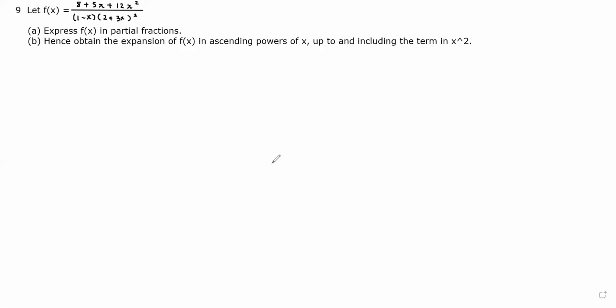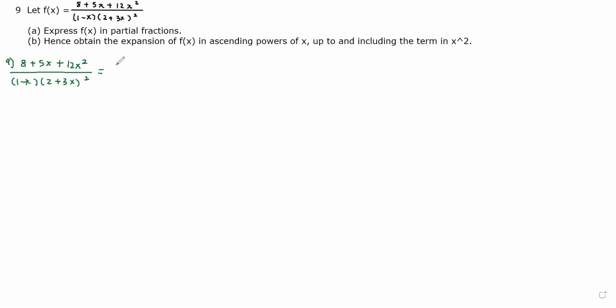Given a rational function f(x), we are to express it in partial fractions. Look at the denominator. There is a linear factor 1 minus x, and 2 plus 3x is a repeated linear factor. So we can write (8 plus 5x plus 12x squared) over (1 minus x)(2 plus 3x) squared.